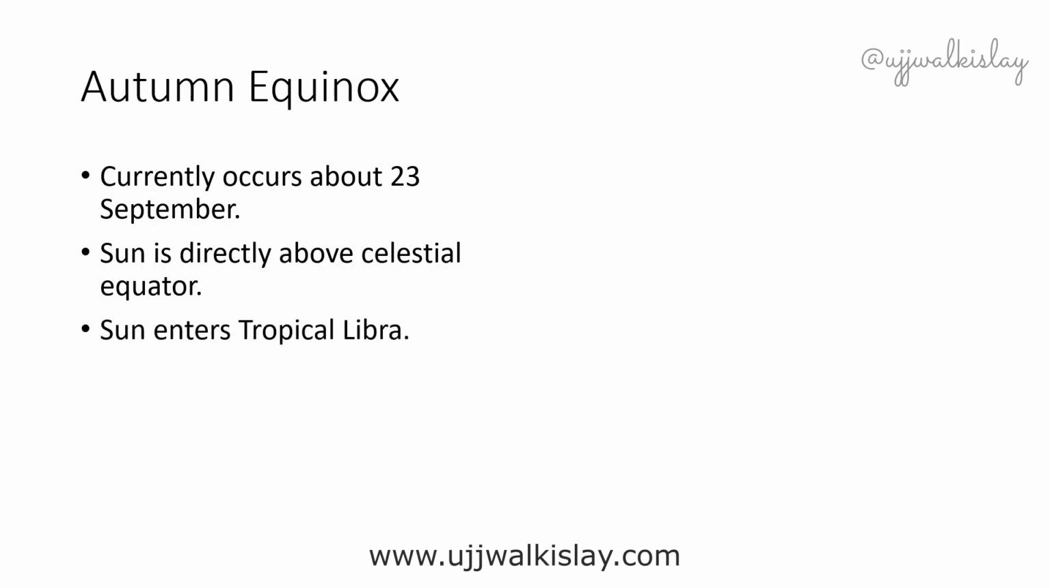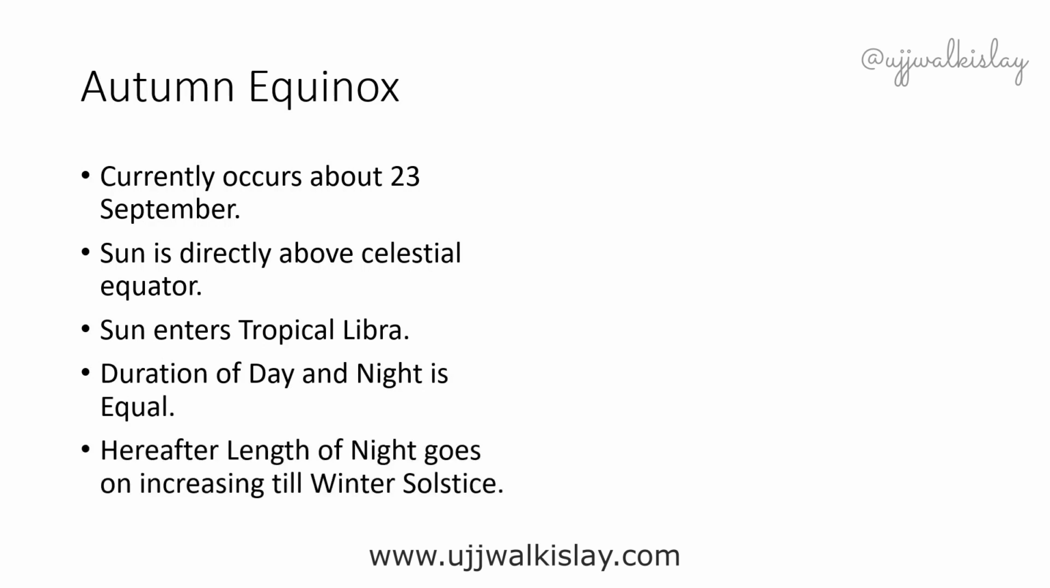Autumn equinox. Autumn equinox currently occurs about 23rd of September every year. On this day, the sun is directly above the celestial equator. Sun enters tropical zodiac sign of Libra. Duration of day and night is equal. Hereafter, the length of night goes on increasing till winter solstice.